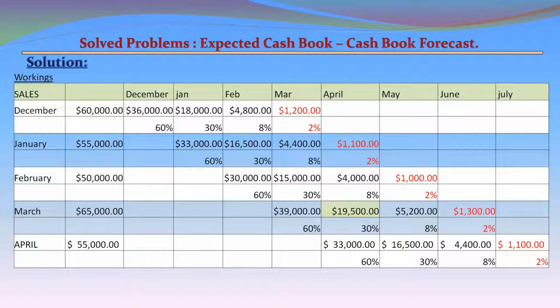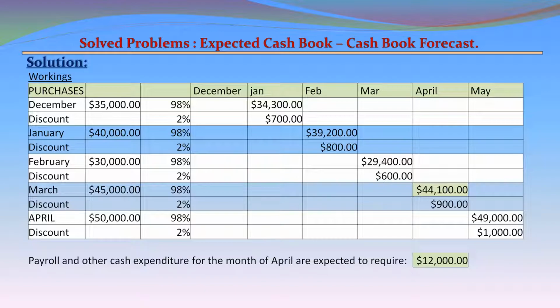April sale 55,000: 60% of 55,000, 33,000, can be collected in April, 30% of 55,000, 16,500, in May, 8% of 55,000, 4,400, in June, 2% of 55,000, 1,100, in July is uncollectible. So, in the month of April, we are going to receive 4,000 towards February sales, 19,500 towards March sales, 33,000 towards April sales. Workings on purchases and payments.